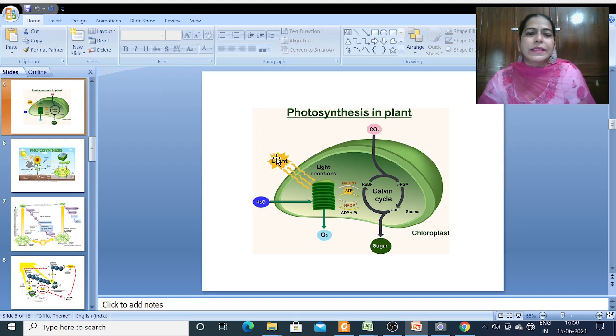So what happens is, in the presence of sunlight, the chlorophyll present inside the thylakoids is stimulated and excited, and then water is hydrolyzed into oxygen. Then the excited electrons go through various reactions to ultimately form ATP and NADPH. So the main purpose of the light reactions is to form ATP and NADPH, and in the process water is converted into oxygen.